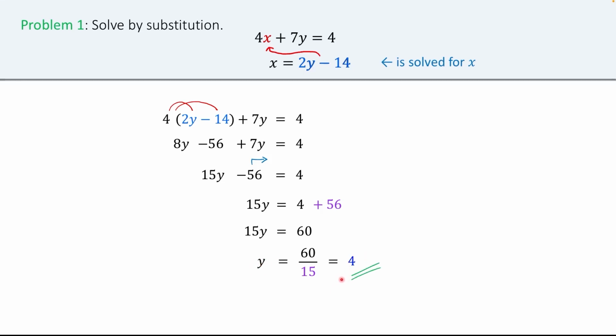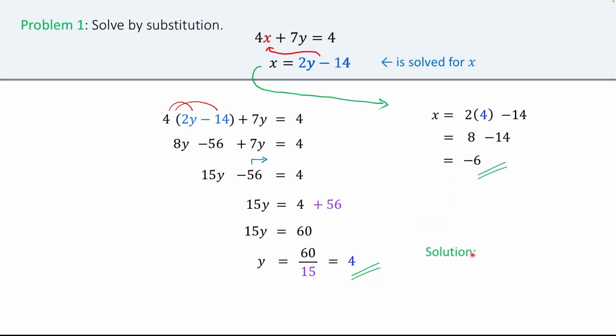Next we need to find the x value. This equation is solved for x. So if you substitute 4 for y, you will get the x. So x is equal to 2 times y, y is 4, minus 14, which is equal to 2 times 4 is 8, minus 14, which is negative 6. So x is negative 6.